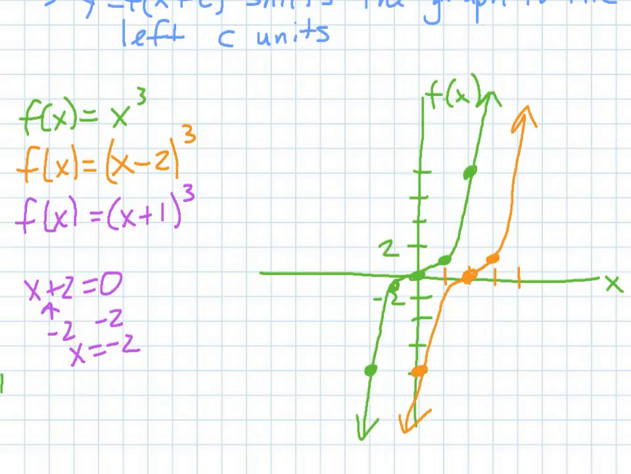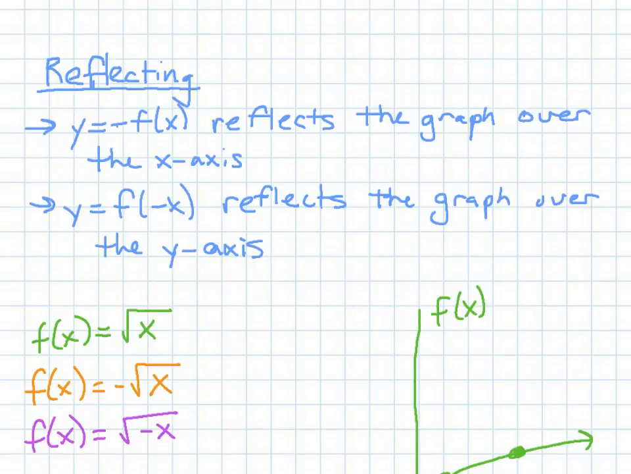Okay, and then for the other one, we're adding 1, so it's moving it to the left. So everything moves to the left one. Okay, so you get a picture that looks like that in purple. Okay, let's move on. So reflecting is the next one.